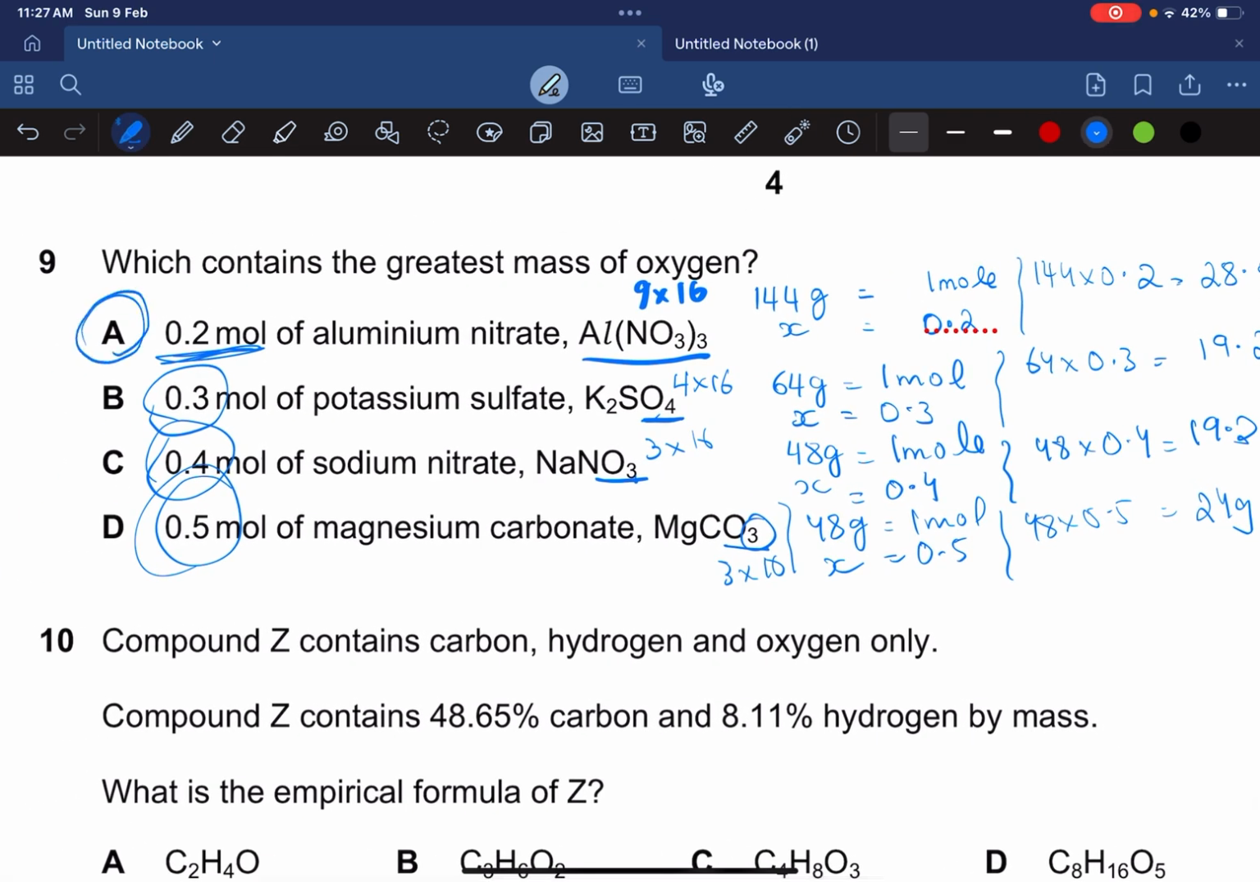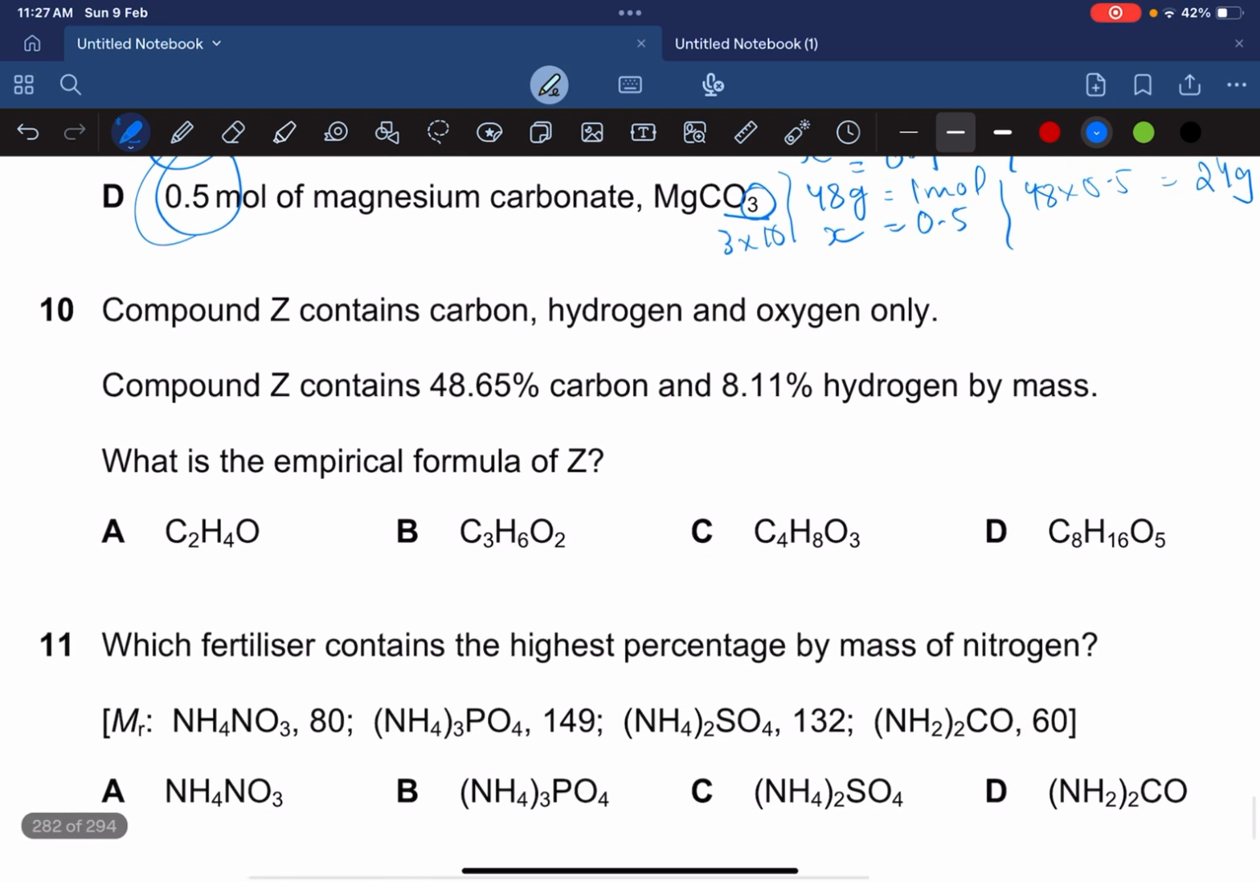Okay, let's move on to the next MCQ, which says compound Z contains carbon, hydrogen, and oxygen only. Compound Z contains 48.65% carbon, 8.11% hydrogen by mass. What is the empirical formula of Z? Okay, for that you got to calculate the empirical formula. And what you have to do is, you know that the total percentage is going to be 100. From 100 you subtract the mass of carbon and hydrogen, so you get the mass of oxygen because we have oxygen in it as well.